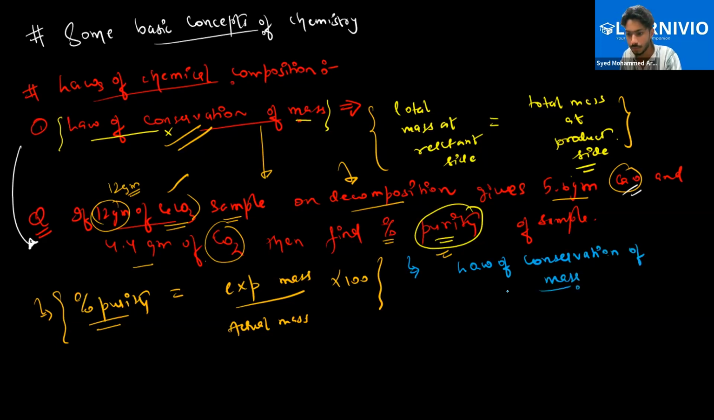What it says is that the total mass in my reactant side should be equal to the total mass in my product side. So I'm going to calculate the mass in my product side. At my product side, the mass would be 5.6 plus 4.4.